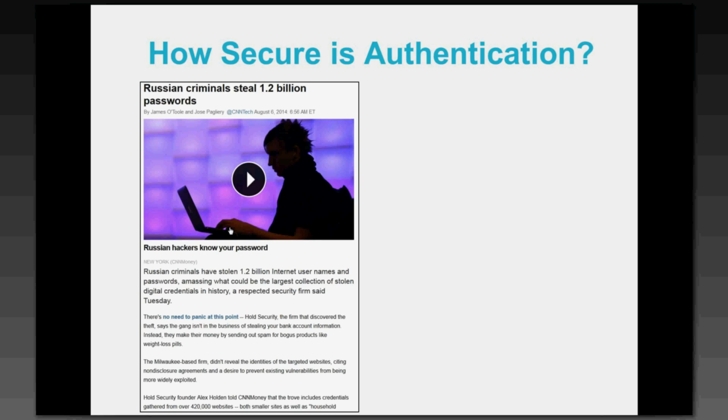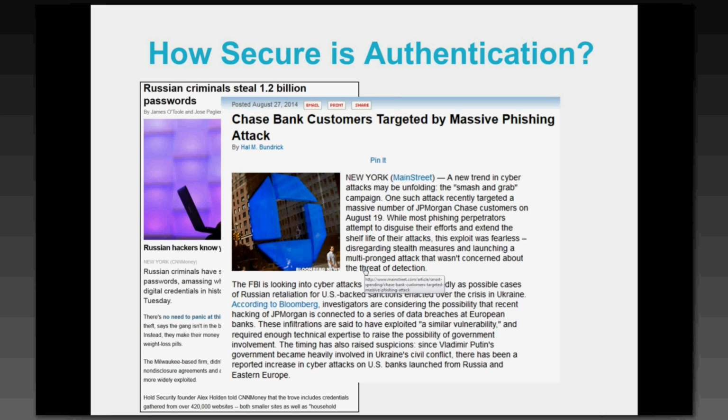Okay, that's fine. So we have seen a lot of Russian criminals, for example, who have stolen in total 1.2 billion internet usernames and passwords from different servers. And we have seen other attacks which were not focused on the server side, but on the client side. For example, Chase Bank customers have been targeted by massive phishing attacks. People sent out emails to millions of customers, who then entered their passwords into those websites. And in the end, the attackers were able to impersonate those users.